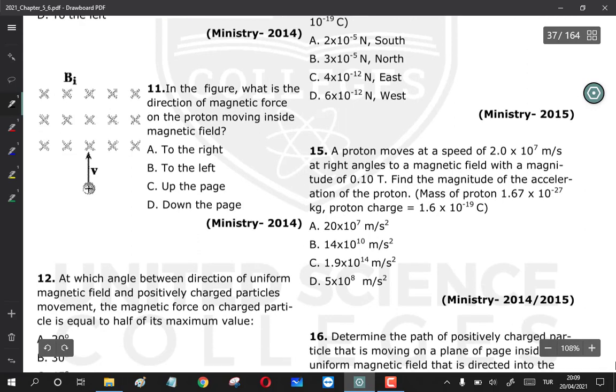Question number 11. In the figure, what is the direction of the magnetic force on the proton? A proton is a positively charged particle. Its magnetic field is into the page, as you see, cross. So your forefinger will show into the page.